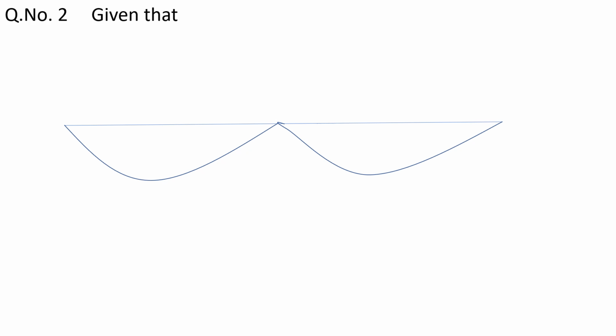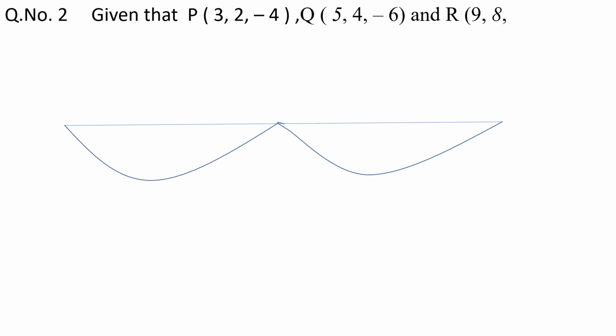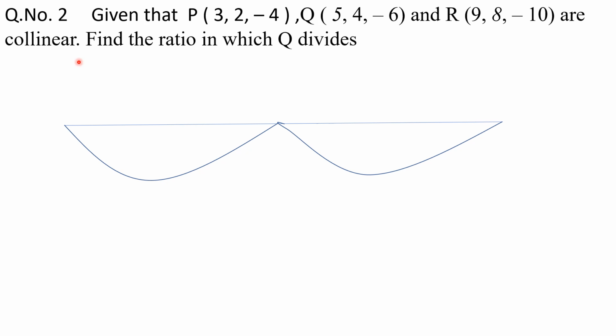Now come to question number 2. Given that P ordered triplet 3, 2, minus 4, Q ordered triplet 5, 4, minus 6 and R ordered triplet 9, 8, minus 10 are collinear. Understood this sentence, my dear children? Here 3 points are given, and these 3 points are collinear points.